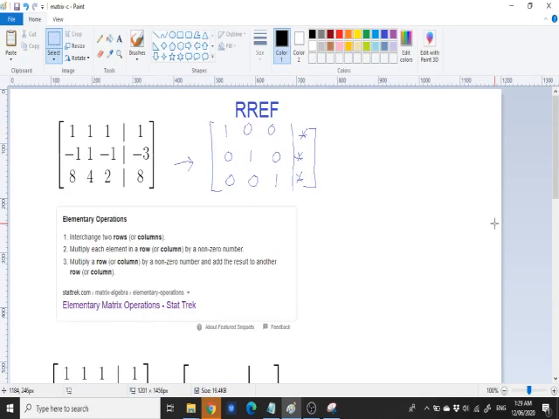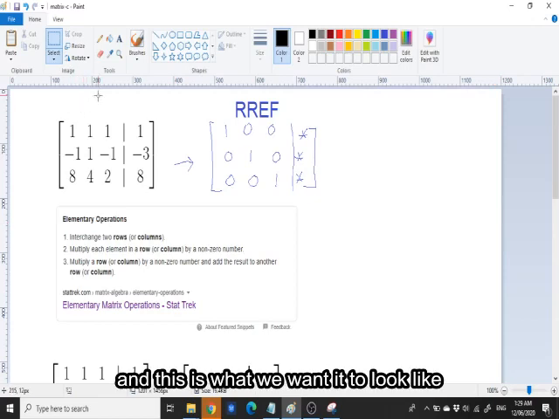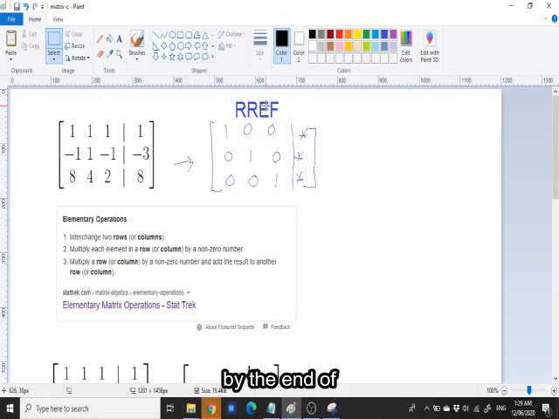Then here we go, come with me. So this is the matrix, and this is what we want it to look like at the end of this video. The asterisks here are the answers, the values for a, b, and c. Whatever comes out on the right side of this augmented matrix will be the answers.